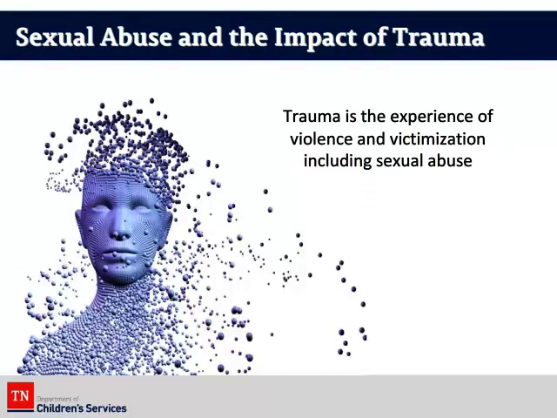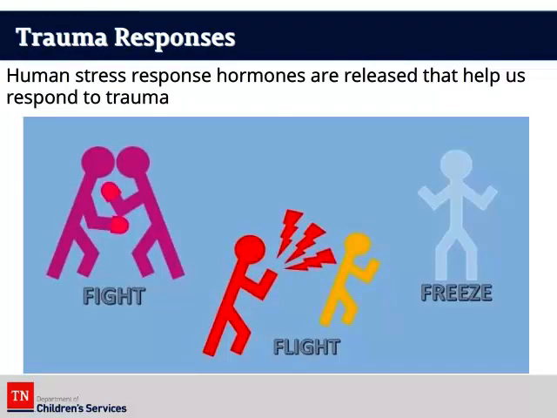Trauma is the experience of violence and victimization, including sexual abuse. Trauma impacts each individual differently. When trauma occurs, human stress response hormones are released. Those hormones are released to help us respond to that trauma. That means two things are happening. A signal shoots to the brain, and then the fight or flight body response occurs, or tonic immobility can occur, where the body literally freezes. The other thing to remember is that the stress hormone interferes with the way that we are able to store memory. Victims may not remember the incident or have altered memory regarding the incident.